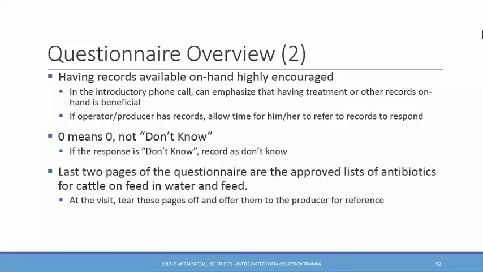Zero means zero, not don't know. So if the response is don't know, record it as a don't know. Don't record it as zero.